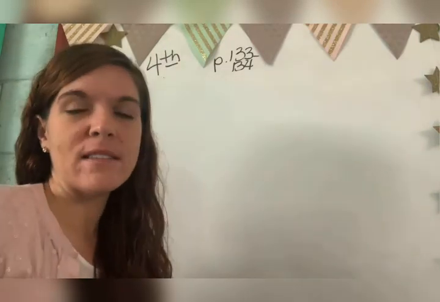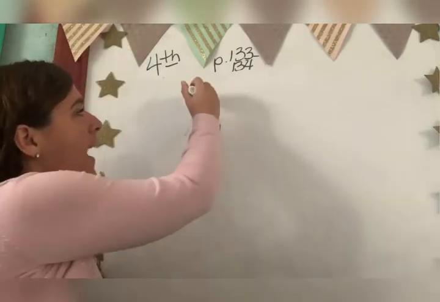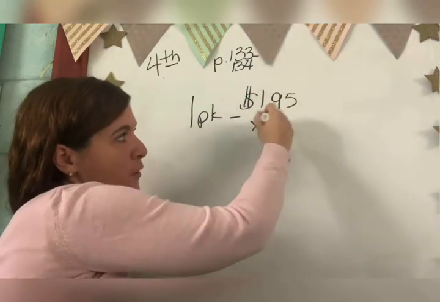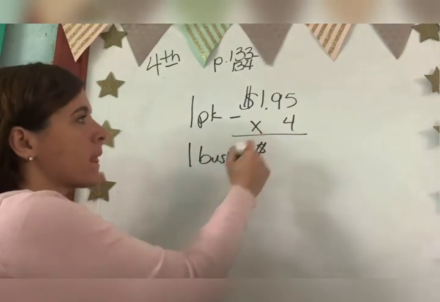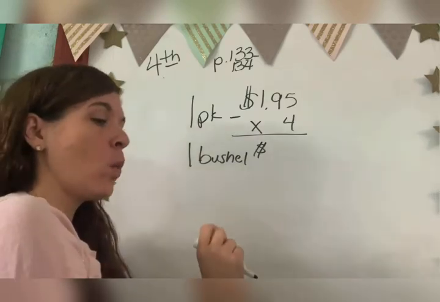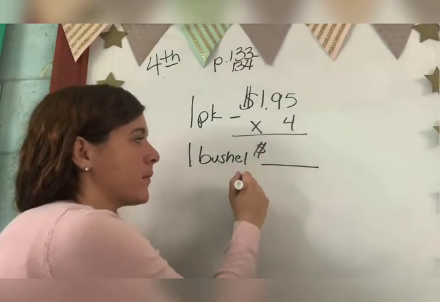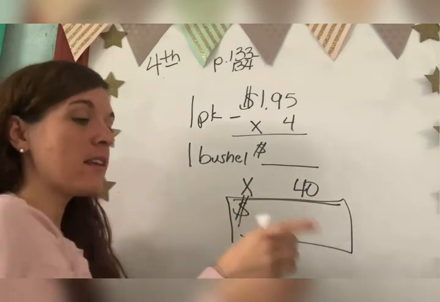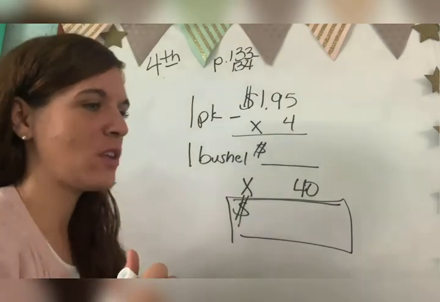Okay, well, the very first thing we need to do is, this one's so strange. If one peck was going to be $1.95, you need to multiply that by 4 to get a bushel. Because remember, there are 4 pecks in a bushel, so you have to multiply this by 4. Okay? Once you get that number, you need to multiply this number by what? 40. Because there's 40 bushels. Okay? Have fun. I want to see you try it by yourself.